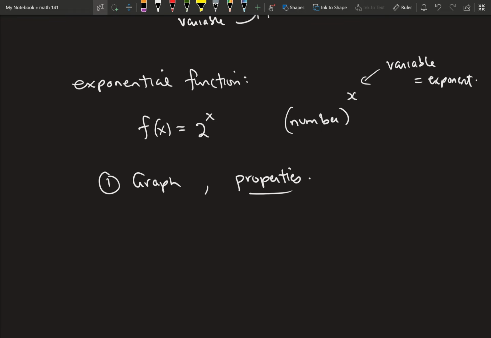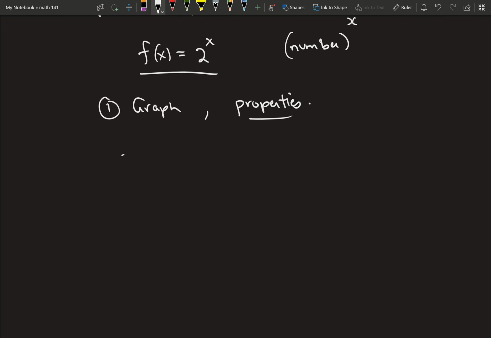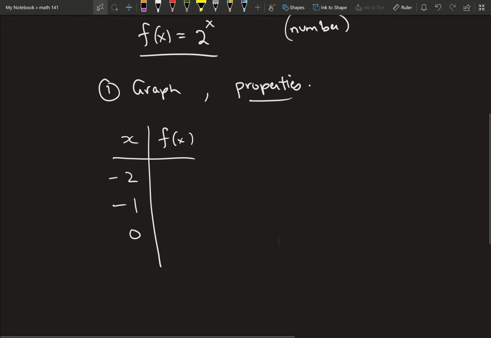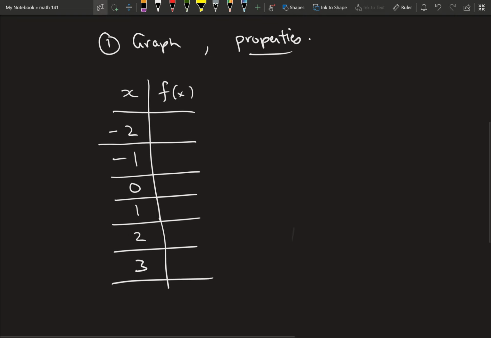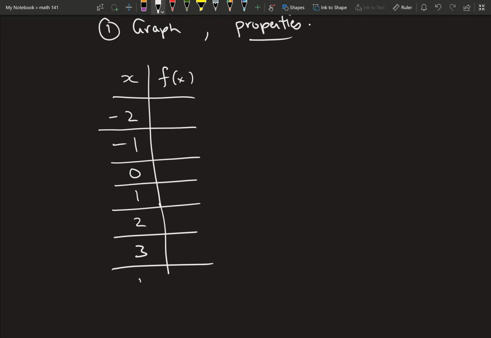So let's start with this particular graph. f of x is 2 to the x. What does that look like? Well, let's plot some points. So here's x, and here's f of x. Let's do, say, -2, -1, 0, 1, 2, and 3. And just to see what might happen in between with some non-integer values, let's do a half over here as well.